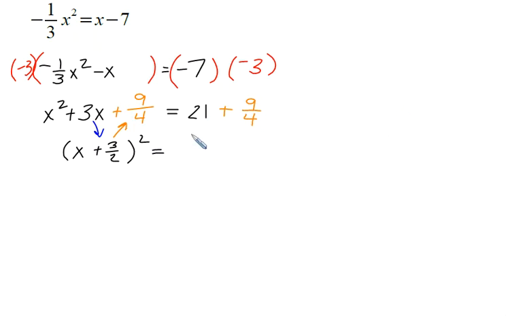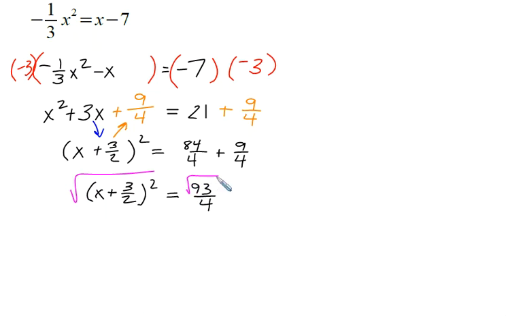Building a common denominator, 21 would be 84/4, and then we have plus 9/4. At this stage, we have x plus 3/2, the quantity squared, is 93/4. And we take the square root on both sides. Remember, square root of a fraction is the fraction of the square roots. Don't forget our plus and minus. So we have x plus 3/2 is equal to plus or minus the square root of 93 all over radical 4. Radical 4 is simple. That's just 2.